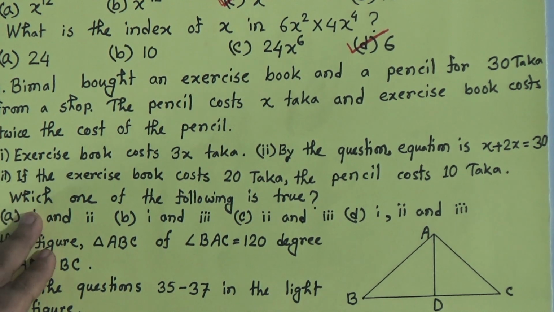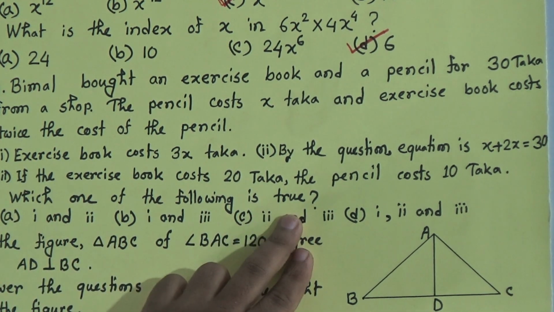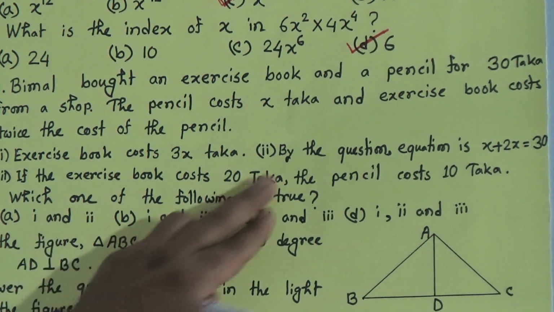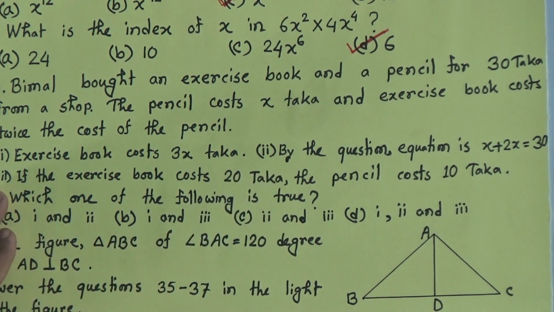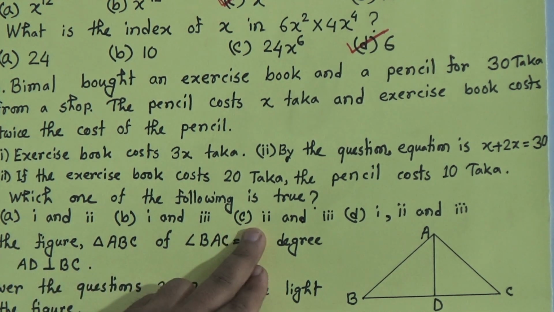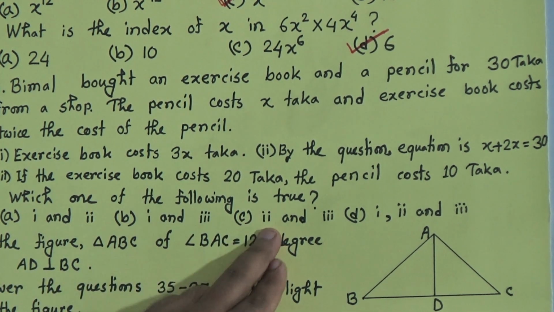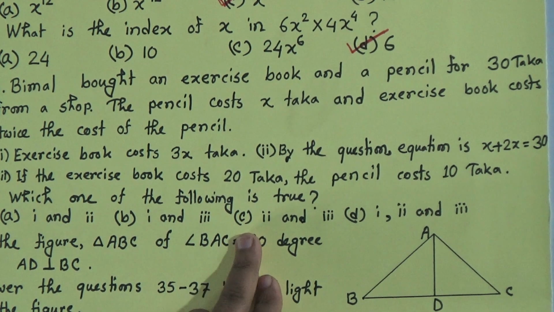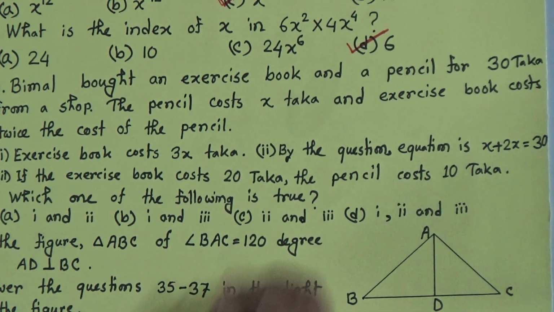Okay. Now our question is which one of the following is true? Our correct answer will be activity 2 and activity 3 is correct. So what is activity 2 and 3? We find out this one in C. Activity 2, activity 3 is correct in option C. So our answer will be option C.